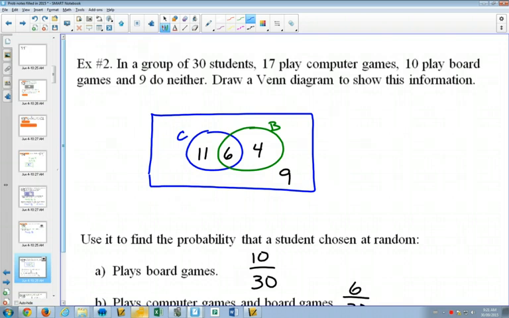That's the hard part. The only number that we knew for sure was the 9 on the outside. So one way of looking at this is if you start with your 9, because that's what you know, and you say, I know that there's 10 that play board games, and I add 10 to my 9. And I know that there's 17 that play computer games, and I add those up, I get 36 people. What's the problem? There is only 30 people.